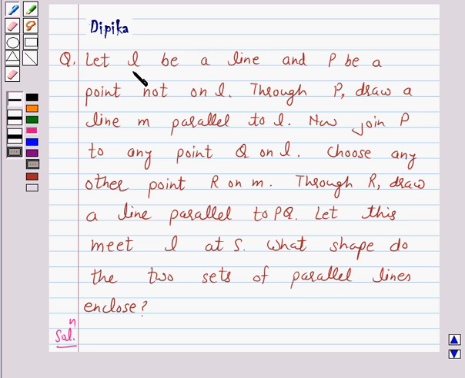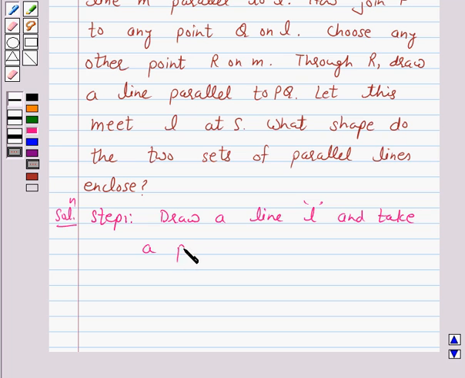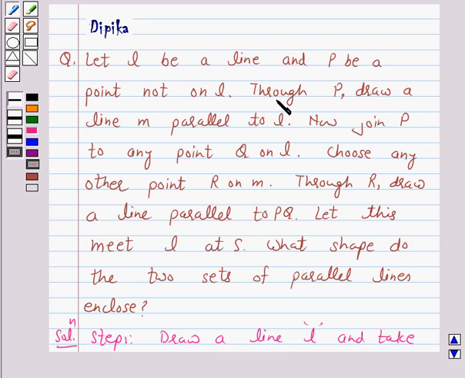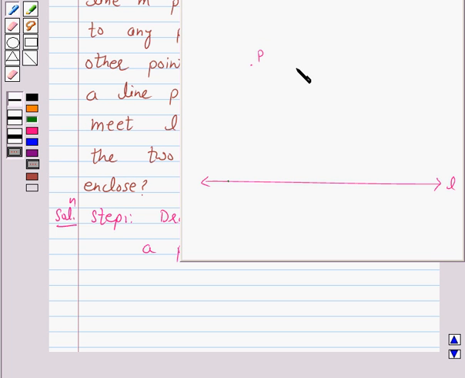Now according to the question, let L be a line and P be a point not on L. So our first step is to draw a line L and take a point P not on L, that is outside L. So this is a line L and P is a point not on L. Now according to the question, through P draw a line M parallel to L. Now to draw a line M parallel to L, we have to take any point A on L.